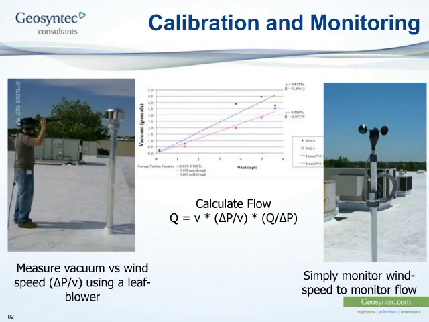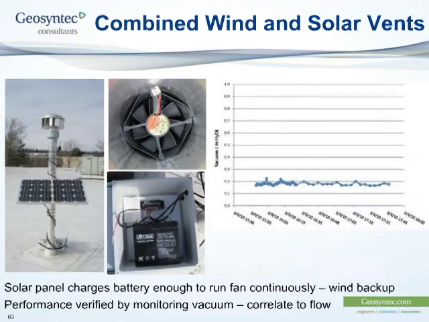Where we know the wind velocity and we know the vacuum that's generated in response to that by the turbine, we can just measure the wind velocity and calculate the flow in the pipe. Next slide. If the wind isn't enough to create the suction that's needed, then a simple fan with solar power and a solar panel and a battery can augment that and keep things running at times when there might not be as much wind.